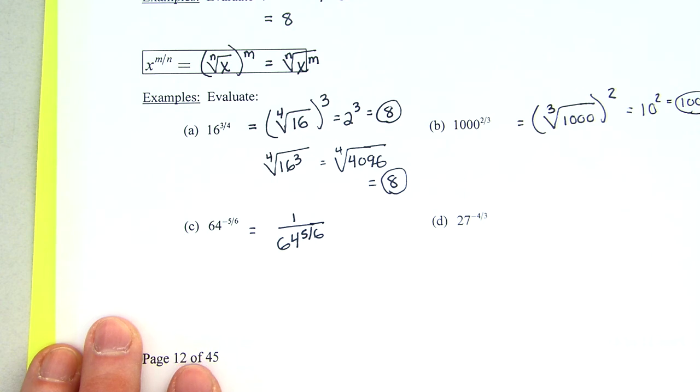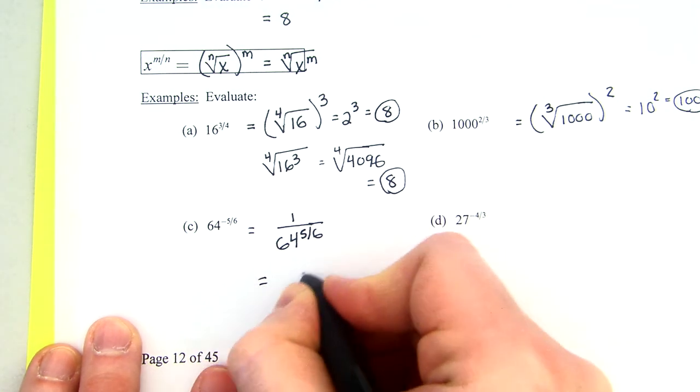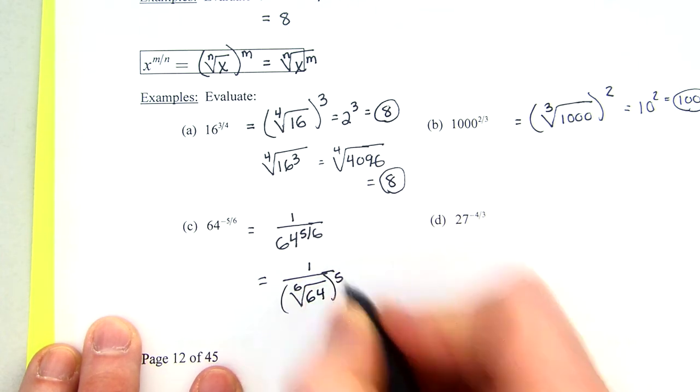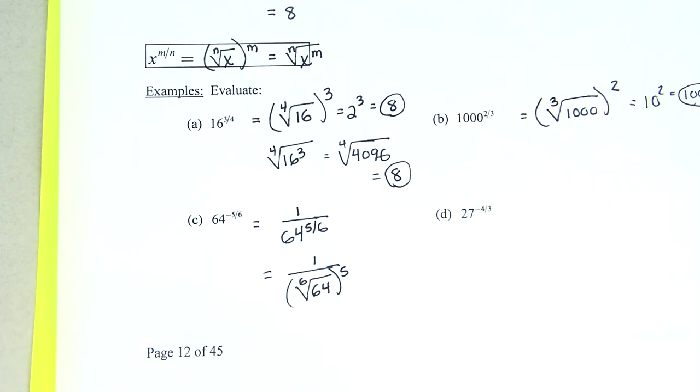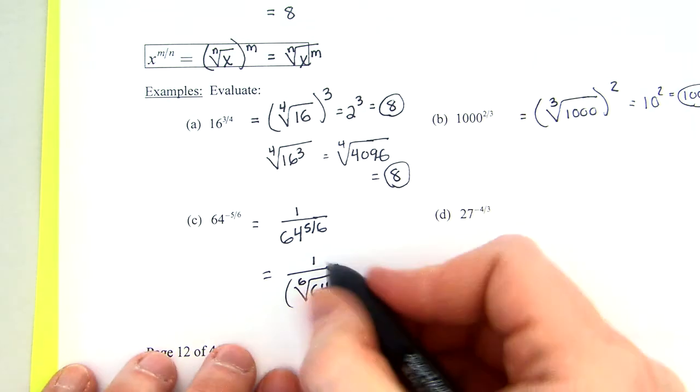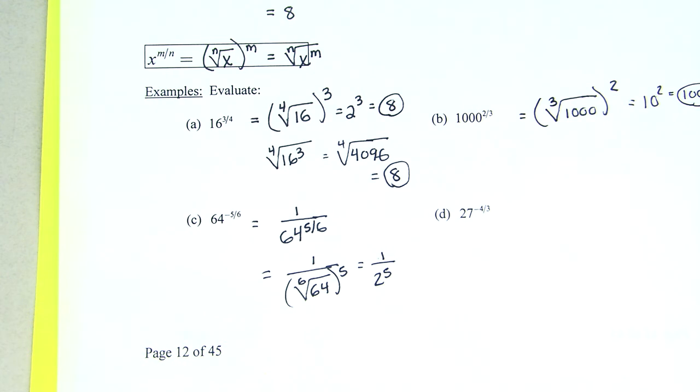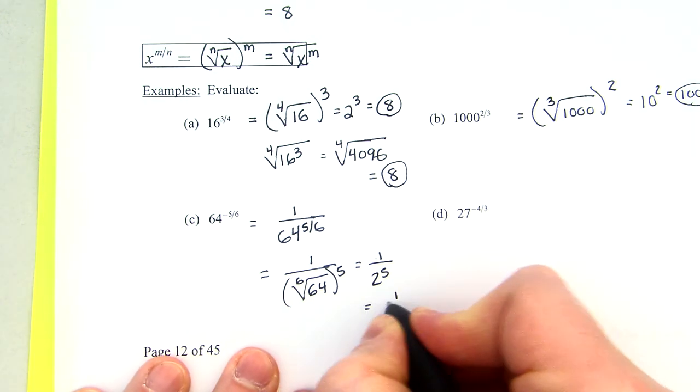Ashley, what's the root? What's the power? 5th root or 6th root? 6. Yep, 6 is the type of root. And when we're done with that, we'll raise it to the 5th power. What do you think the 6th root of 64 is going to be? It's 2. But that's not the answer. I want 1 over 2 to the 5th. Well, what is 2 to the 5th? Just start multiplying 2's. Your answer is 1 over 32.